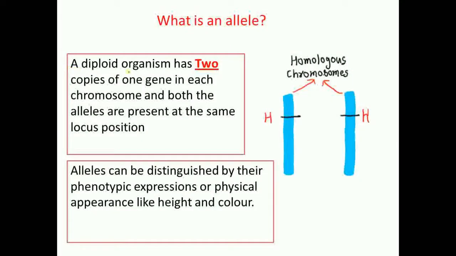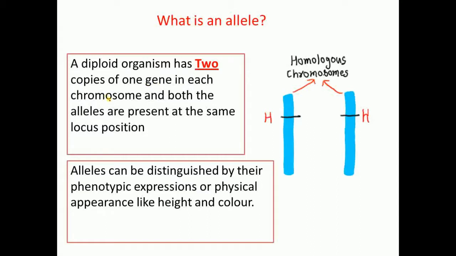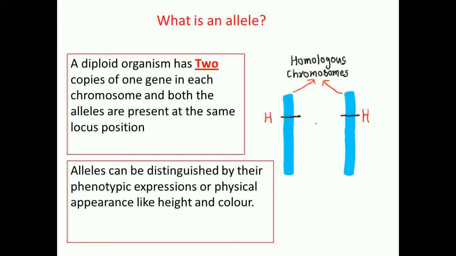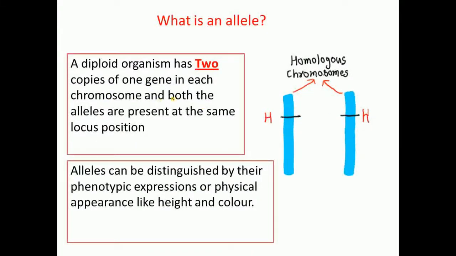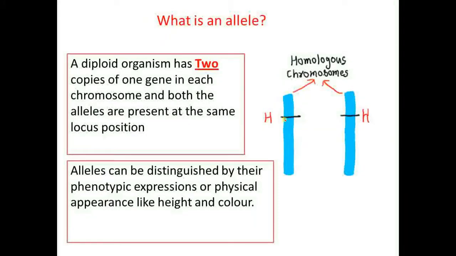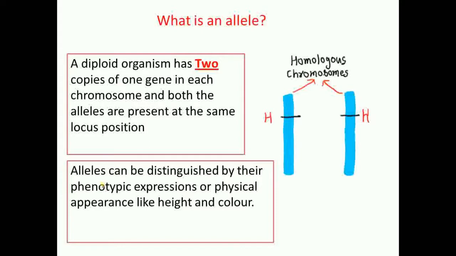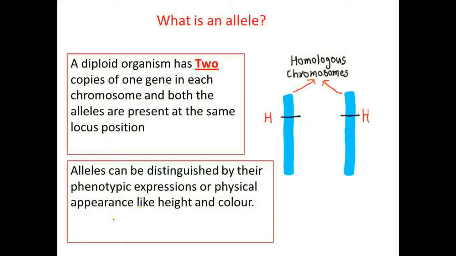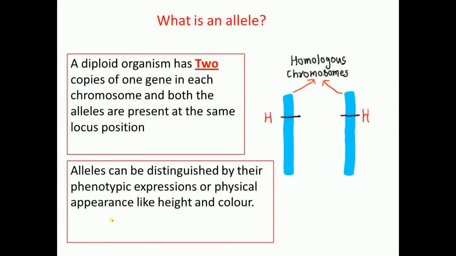A diploid organism has two copies of one gene in each chromosome. See, two copies of one gene. Both the alleles are present at the same locus position. So this is one allele and this is another allele, and both would be present at the same position of the locus. And alleles can be distinguished by their phenotypic expressions or physical appearance, like height and color.